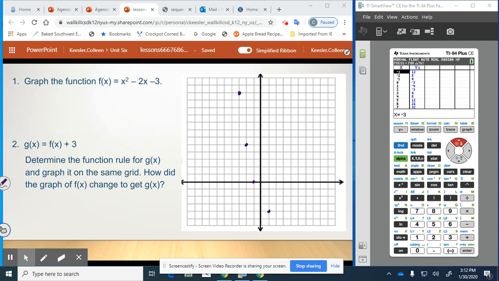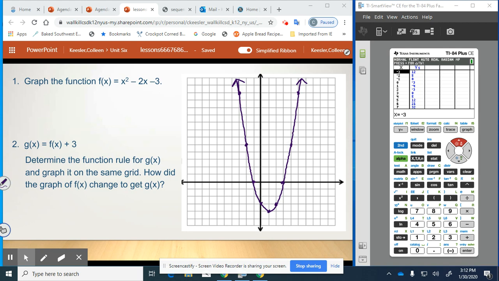Oh, I skipped 0, -3. There we go. And then 3, 0, 4, 5, and 5, 12. So there is our quadratic function, which in this case is kind of going to act like our parent function, even though x squared is typically the parent function. This is now the equation that we're going to transform.